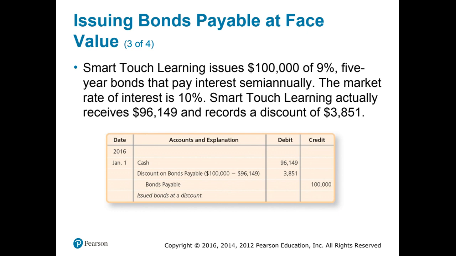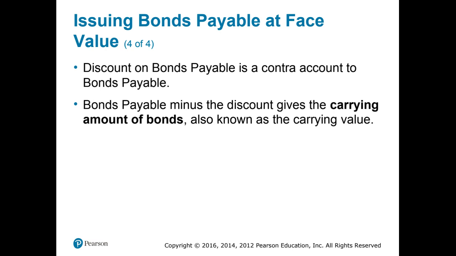And they show here how they calculated the discount. To calculate the discount, they took the 100,000, which was the issue of the bond, and subtracted out the cash, and that left the amount that was discounted. Discount on bonds payable is a contra account to bonds payable. Bonds payable minus the discount gives the carrying amount of the bonds, which is also known as the carrying value of the bond.